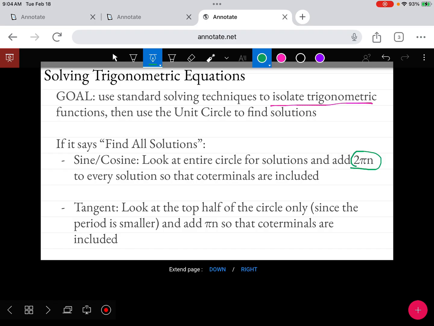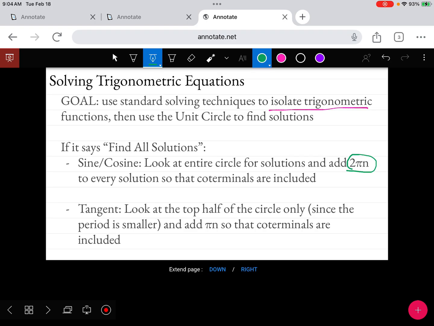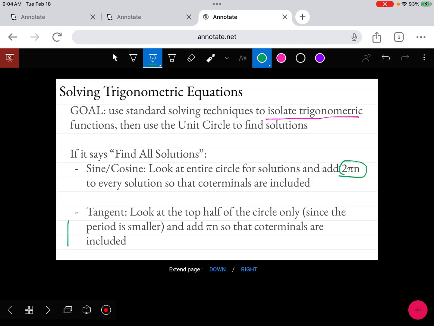If we're looking at things that are tangent based, remember how tangent was undefined at our minus pi over 2 and our positive pi over 2? So if we look on a half circle from negative pi over 2 to positive pi over 2, or if you think about it being a half circle this way, it gets you those same values. It would just be slightly different pi. But since tangent has a much smaller period, think about adding pi n for our coterminals on tangent because it repeats itself twice in the circle.